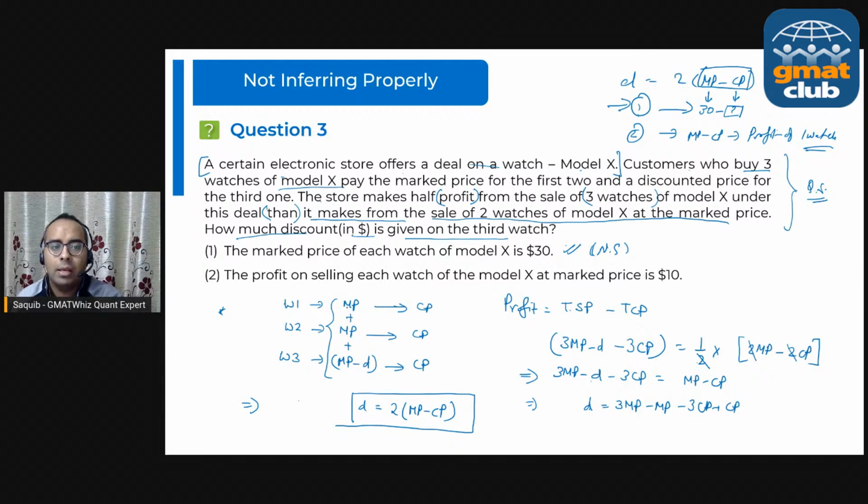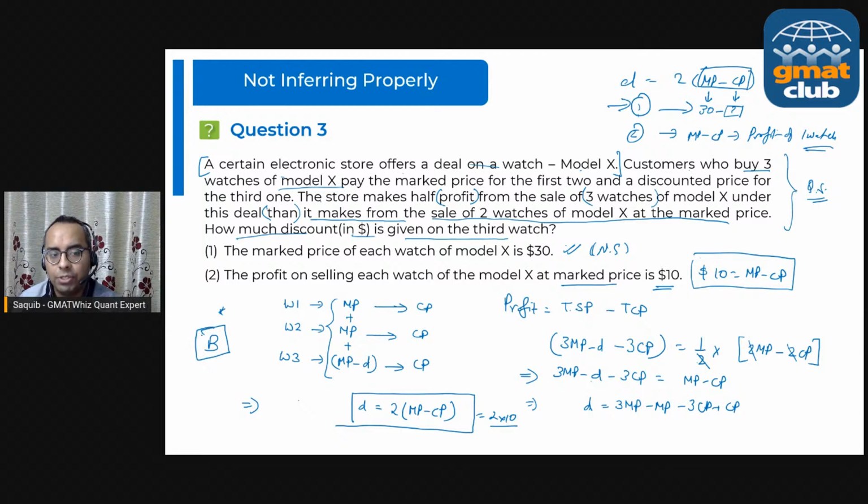The second statement is: the profit on selling each watch at marked price is $10. So if I'm selling at marked price, the profit is MP minus CP. This is $10, and this is what I'm looking for to get my answer. So the second statement is sufficient. The correct answer is option B, which a lot of you got correct, which is good.